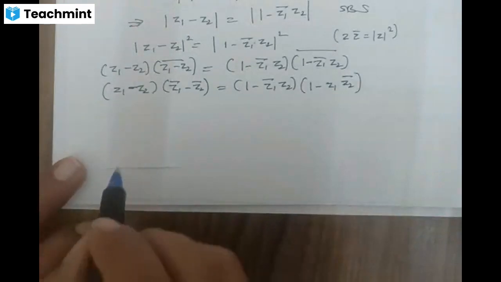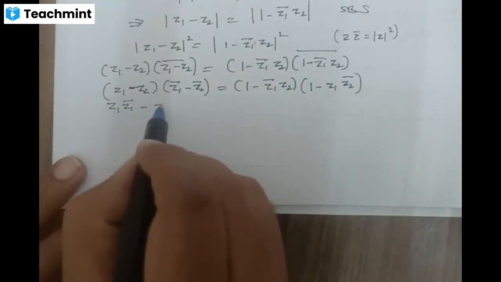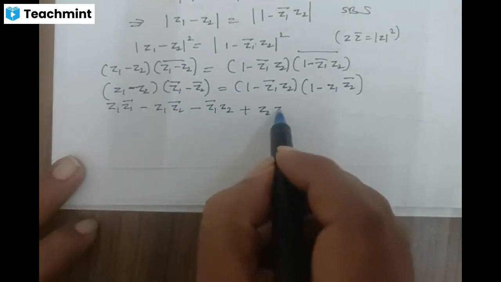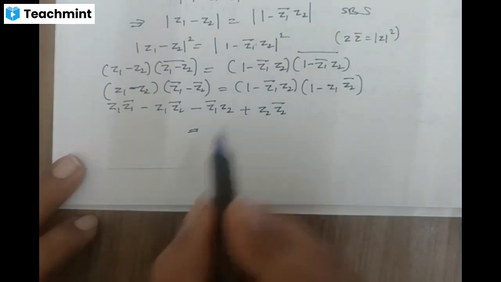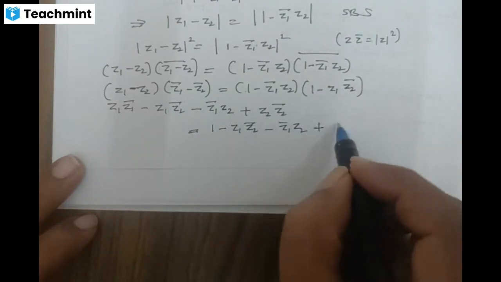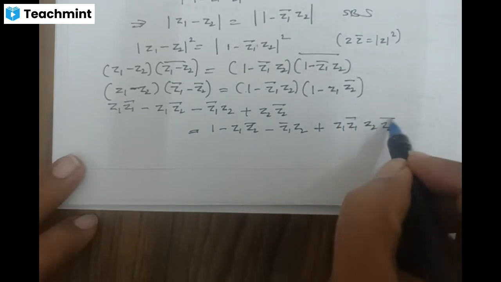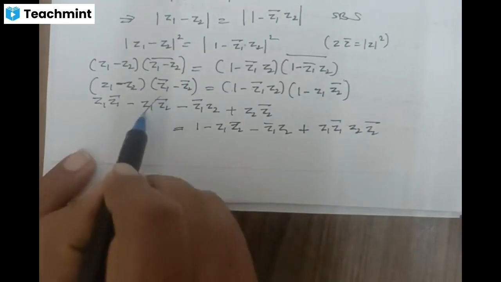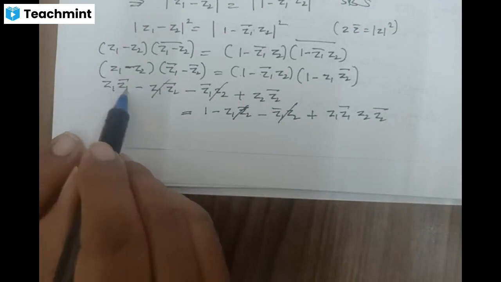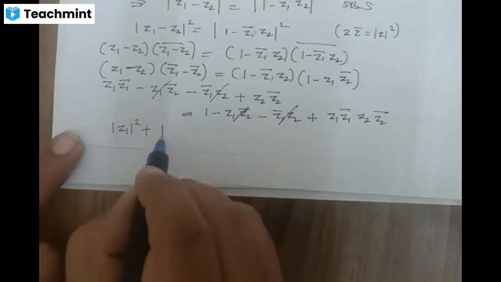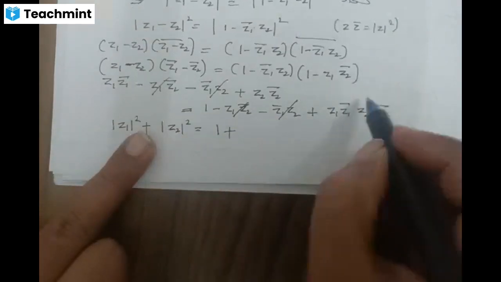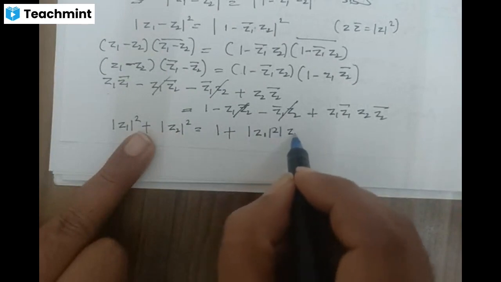Just multiply and simplify. Multiplication: z1 z1 bar minus z1 z2 bar minus z1 bar z2 plus z2 z2 bar equals 1 minus z1 z2 bar minus z1 bar z2 plus z1 z1 bar z2 z2 bar. Something cancels: the z1 z2 bar terms cancel, and the z1 bar z2 terms cancel. See what happens here: z1 z1 bar is mod z1 whole square, so mod z1 whole square plus mod z2 whole square equals 1 plus mod z1 whole square into mod z2 whole square.